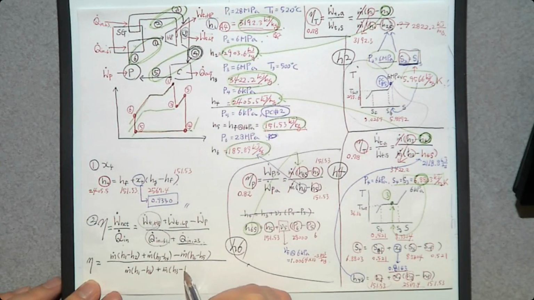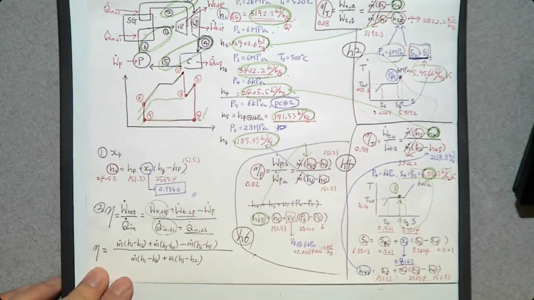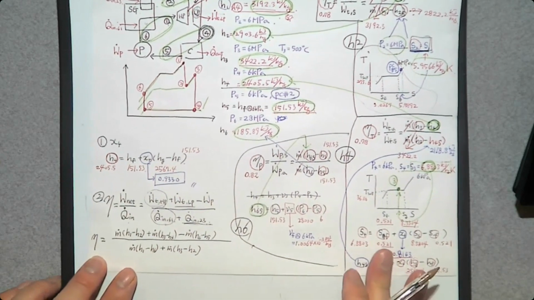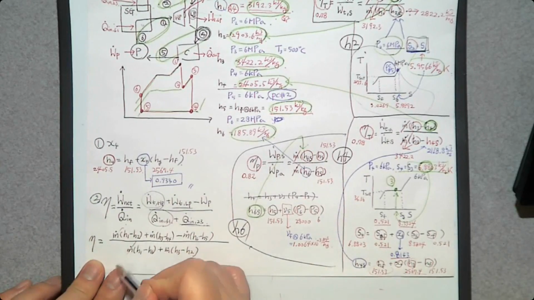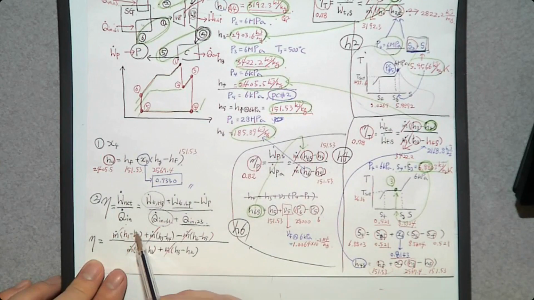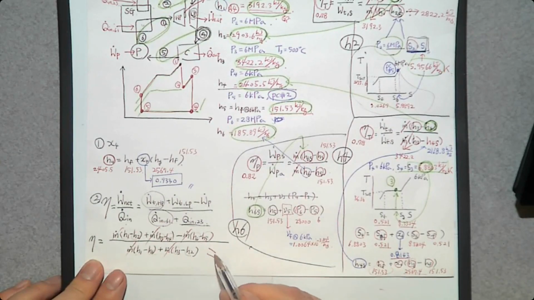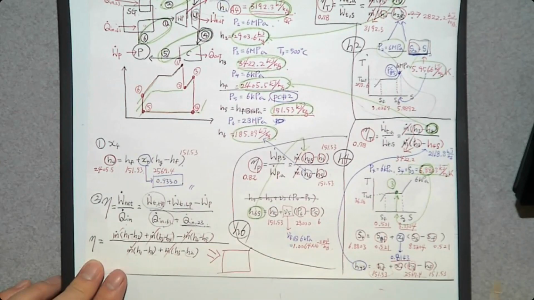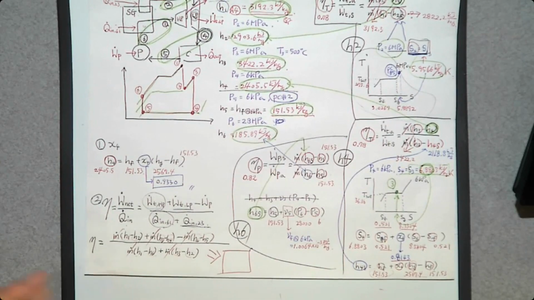H3 minus H2. So you can cancel everything, m dot, m dot, m dot, m dot, m dot. We know H1, H2, H3, H4, H5, H6. So we know all the H values. Can you determine the efficiency? Yes, we can. I don't know the answer, by the way.